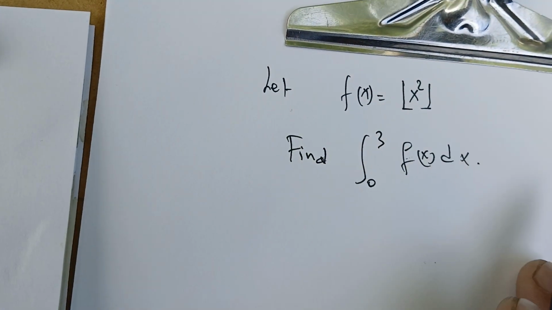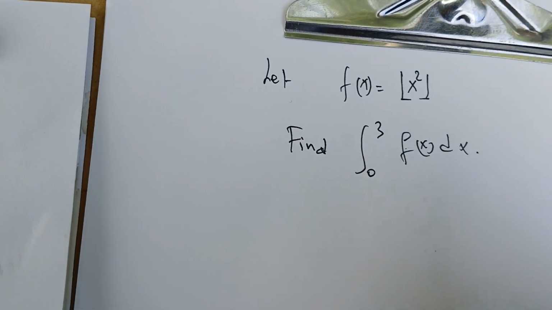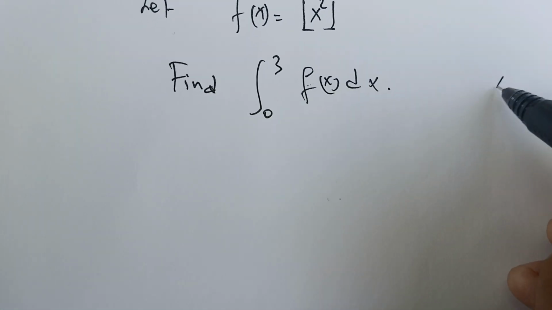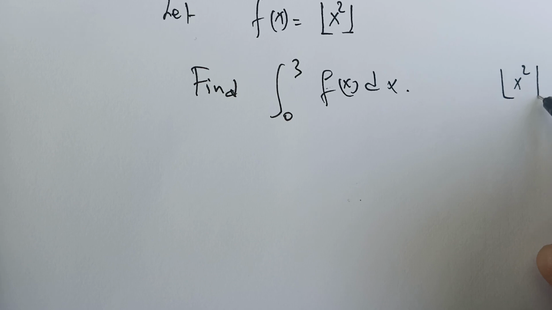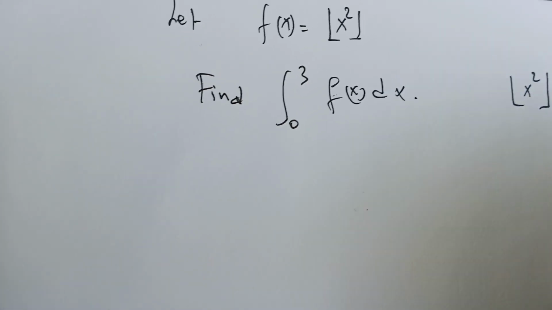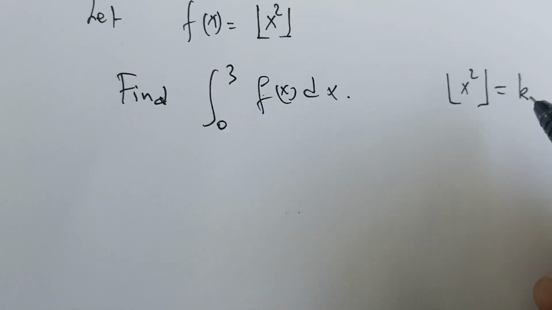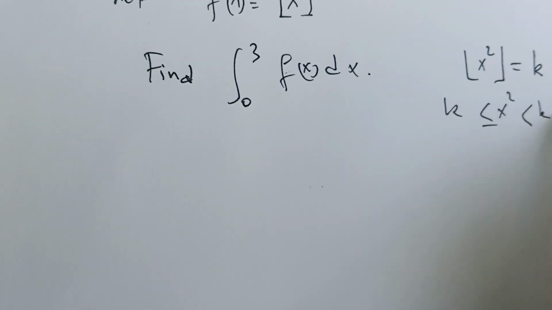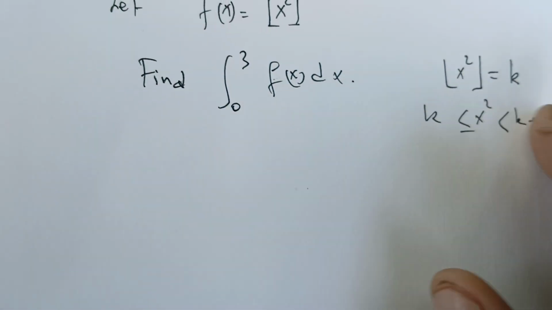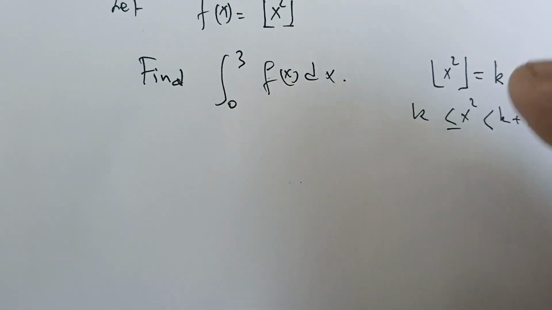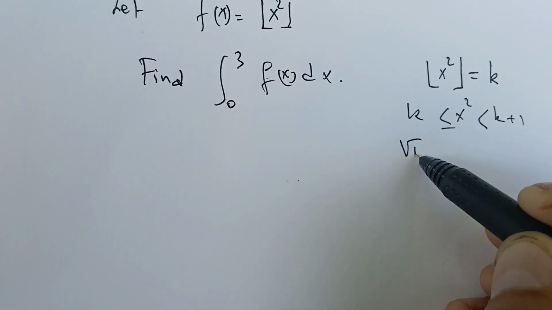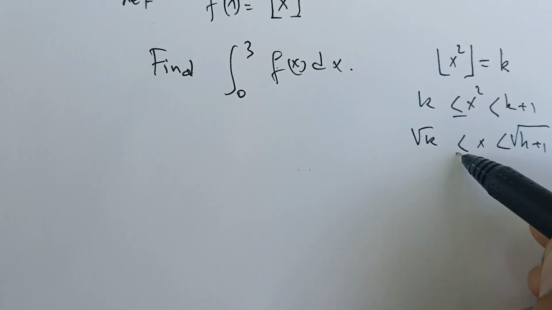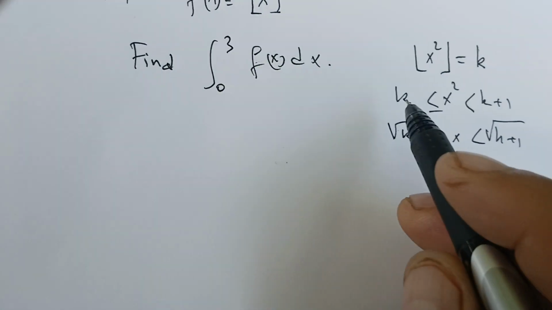How can we do that? The key in this case is to note that if we let the floor function of x squared equal k, then this means that x squared is between k and k plus 1. All these values are positive, and therefore, when we take the square root, we get x is between the square root of k and the square root of k plus 1.